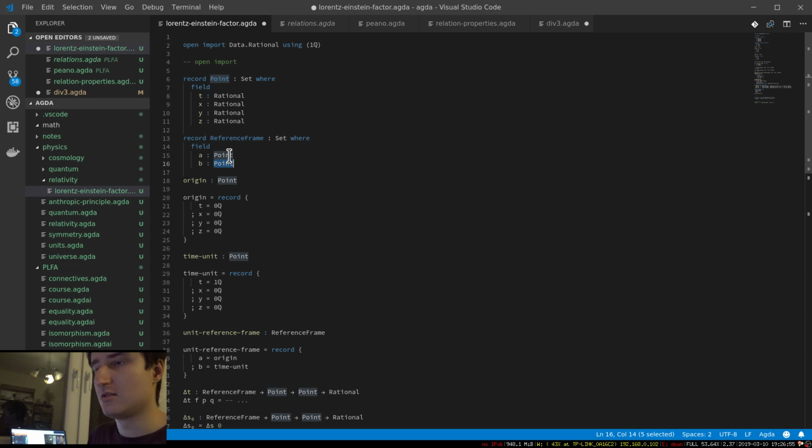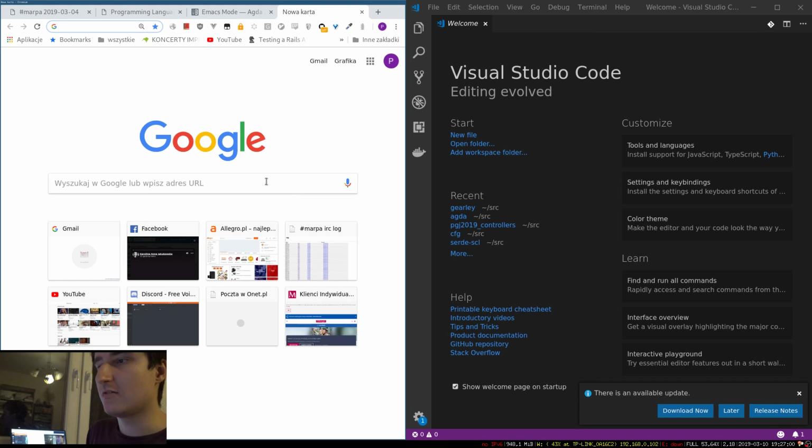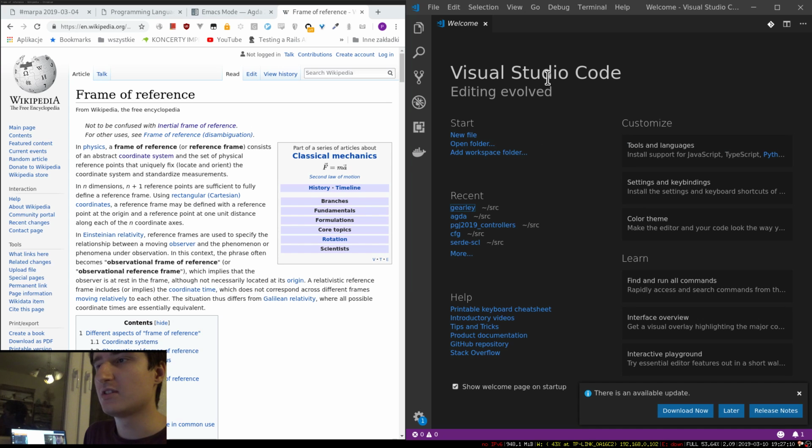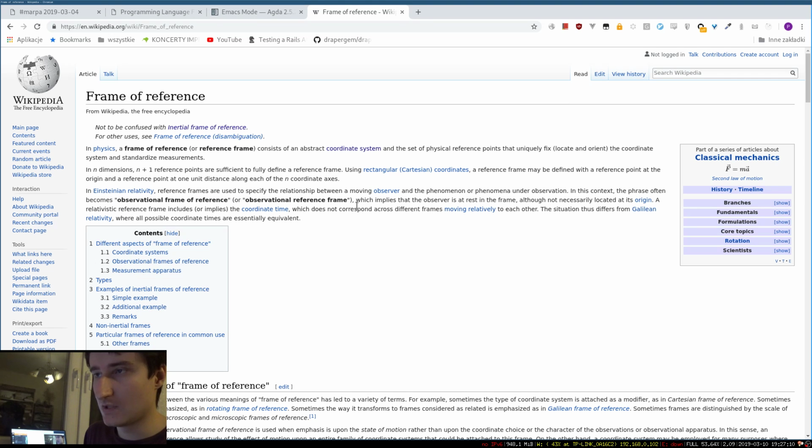No. It would be like a frame of reference. The most important thing is that n plus 1 reference points, so in this case, how many? 5? 5 reference points are sufficient to define a reference frame. But that is only at one point in time.